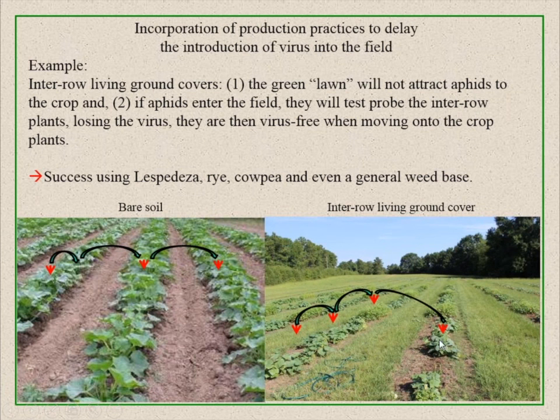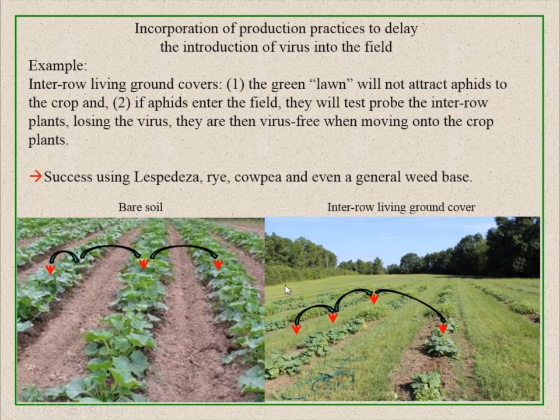And so that when it gets onto your test plant, it will be virus-free. We have tried this system a number of times using Lespedeza, a perennial legume that we can mow. It's a nice little plant. We've tried rye, we've tried cowpea or southern pea. In one case, we actually just took a field of monocot weeds and tilled the crop into it. And we had quite good success using this approach.